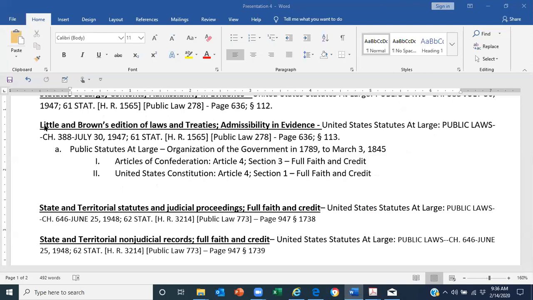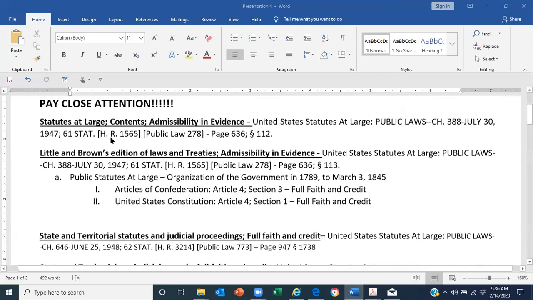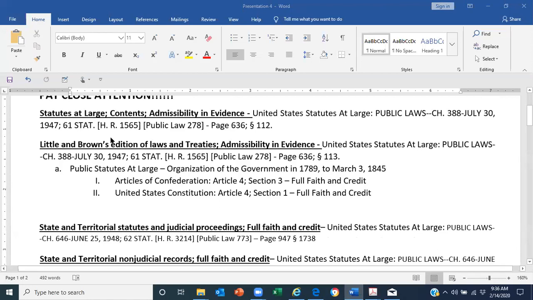So I've just read this portion to you. Everything here that I'm reading is backed by the United States Statutes at Large, Little and Brown edition of law, Public Statutes at Large, Organization of the Government in 1789 to March 3rd, 1845. As you can see, the information located within said document is the Articles of Confederation, Article 4, Section 3, Full Faith and Credit, as well as the United States Constitution, Article 4, Section 1, full faith and credit.